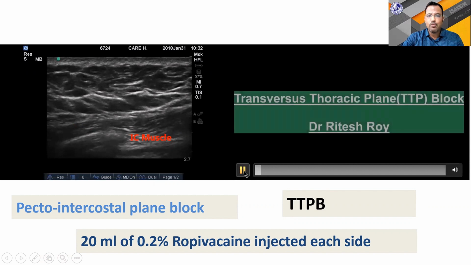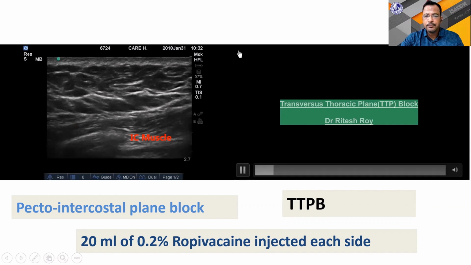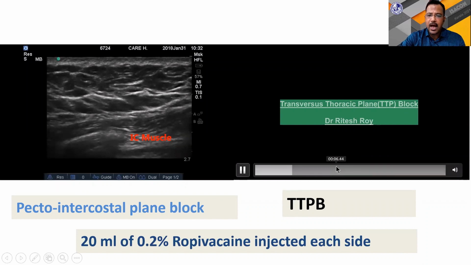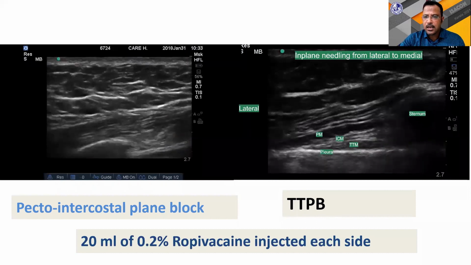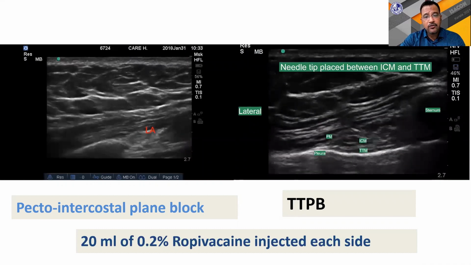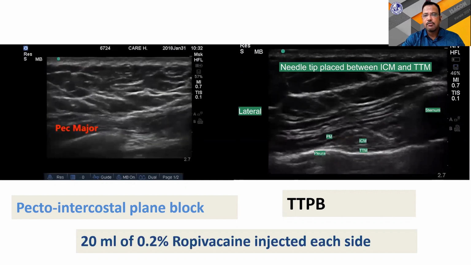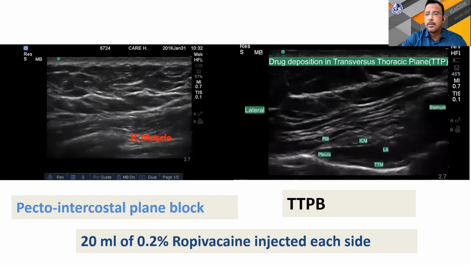And this is the way I do my transverse thoracic plane block. I will bring my needle from lateral to medial and try to place my needle between the transverse thoracic muscle and the intercostal muscle, and I will try to unzip the plane between the intercostal muscle and the transverse thoracic muscle. As I start injecting, the plane between the intercostal muscle and the transverse thoracic muscle will unzip and open. 20 ml of 0.2% ropivacaine will be injected on each side.